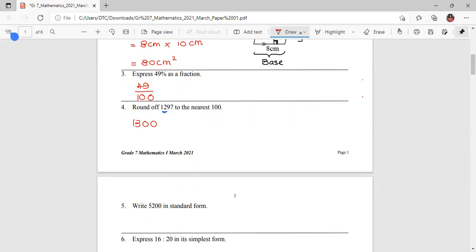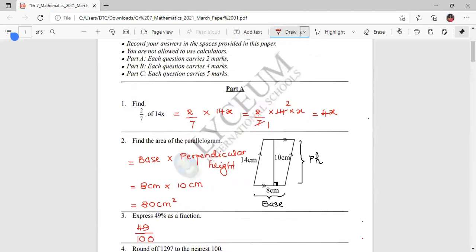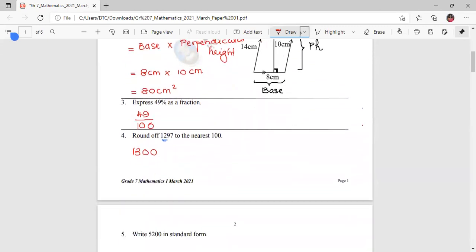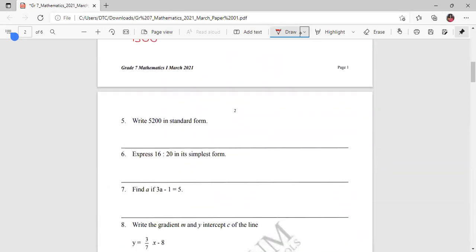So children, if you have done all these things, check whether you have got the correct answers, right? So then we'll move to question number 5. You want to write 5200 in standard form. You know that when we are writing something in standard form, we have a number between 1 and 10 multiplied by 10 to the power something, right?